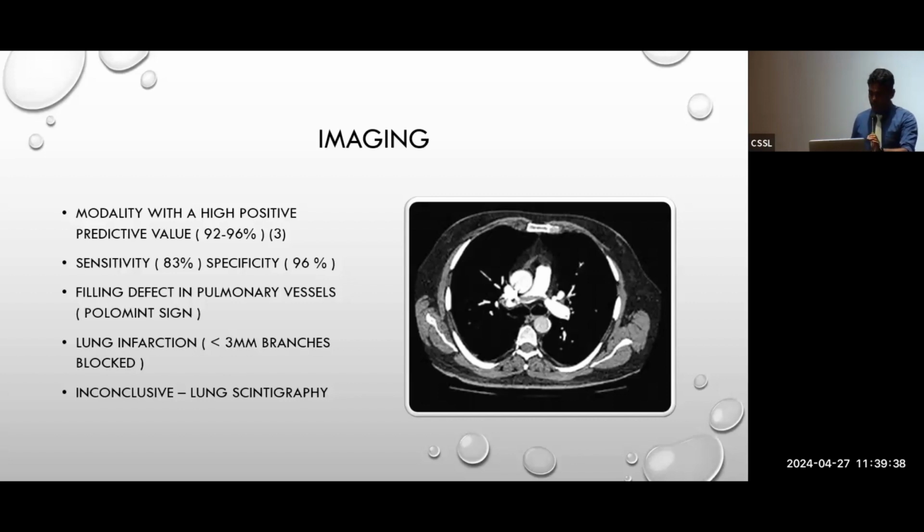Okay. So it has a very high positive predictive value. That means if it is positive, the diagnostic value is high. You usually see a filling defect in the pulmonary vessels with the contrast around it, which is called the polo mint sign. I'm sure you know what a polo mint is, the mint with a hole, you know that, no? Right. If small pulmonary artery branches are occluded, you get evidence of patchy lung infarction. Okay.